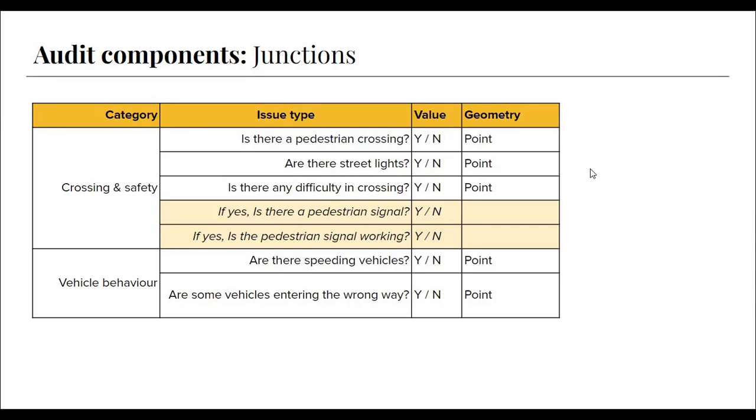The next thing is vehicle behavior. Here we have two aspects. One is, are there speeding vehicles? Are people coming down very fast, where it's very difficult for somebody to gauge the speed and you have to run across? Or are vehicles entering the wrong way? So these are the key things we look at.